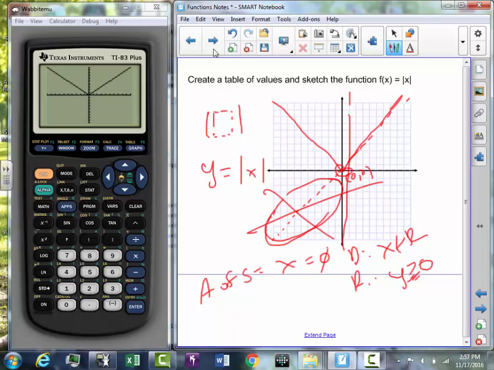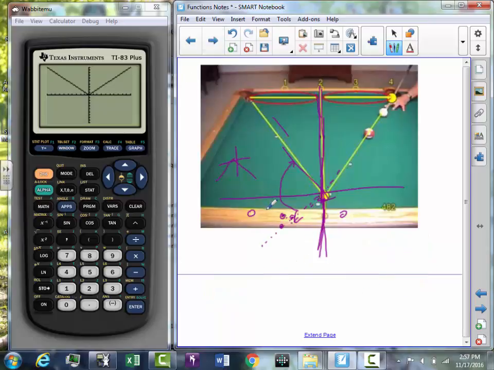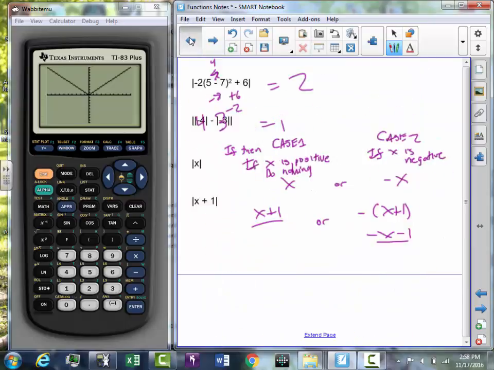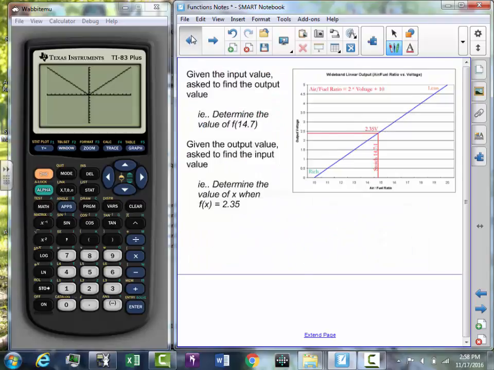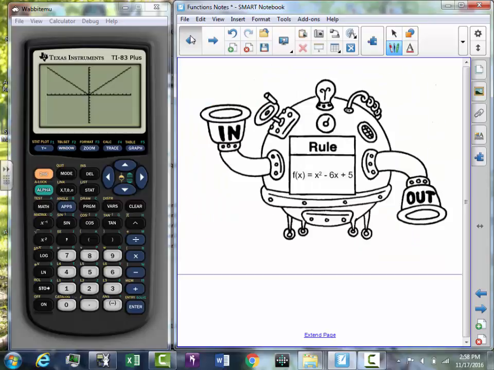Cool. So, picture of a pool table, same kind of concept. Anytime that you basically need something to bank or bounce off of something, an absolute value function works. Or, I'm going to go way back to your notes here, just in case you want to try this now. This isn't actually in your notes.